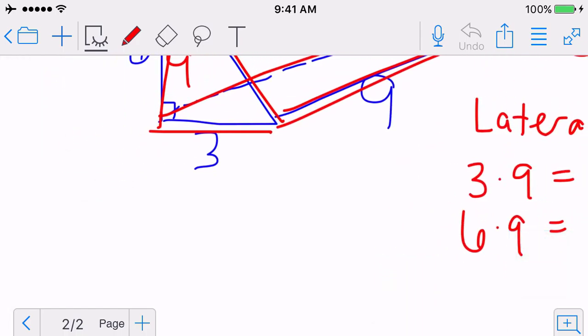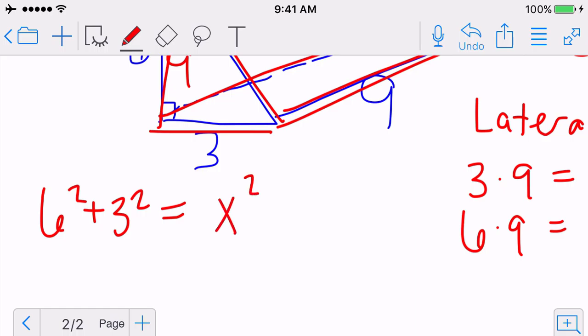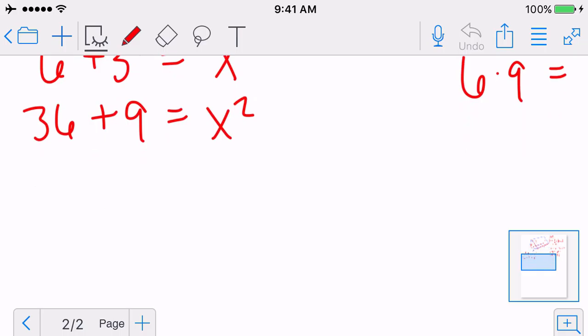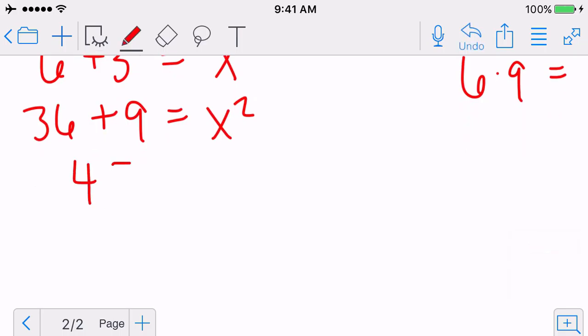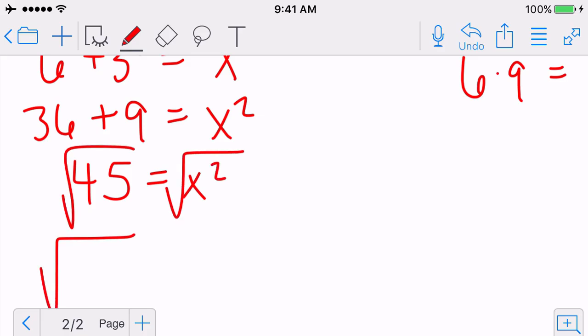So to find that, let's call it x. We know that 6 squared plus 3 squared should be equal to our hypotenuse squared. So then we need to solve. 6 squared is 36, 3 squared is 9, and then x squared is 36 plus 9, which is 45. And then we've got to take the square root. Well, 45 unfortunately is not perfect, so we're just going to leave it. We could simplify it if we want, but for this purpose, we could just leave it as square root of 45. It's not a big deal.